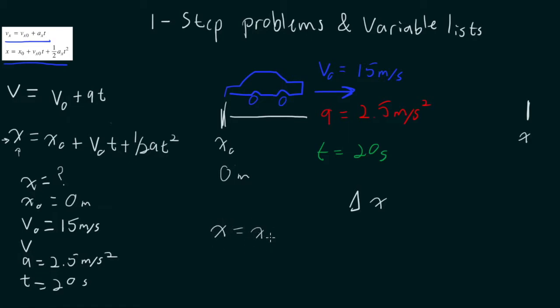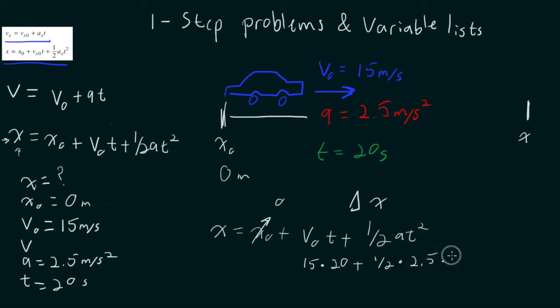I've got x equals x naught plus v naught t plus 1/2 AT squared. First off, x naught is 0. I can cancel that out right away. Then I've got v naught t. That's going to be 15 times 20. Then plus 1/2 of a, 1/2 times 2.5 times 20 squared.